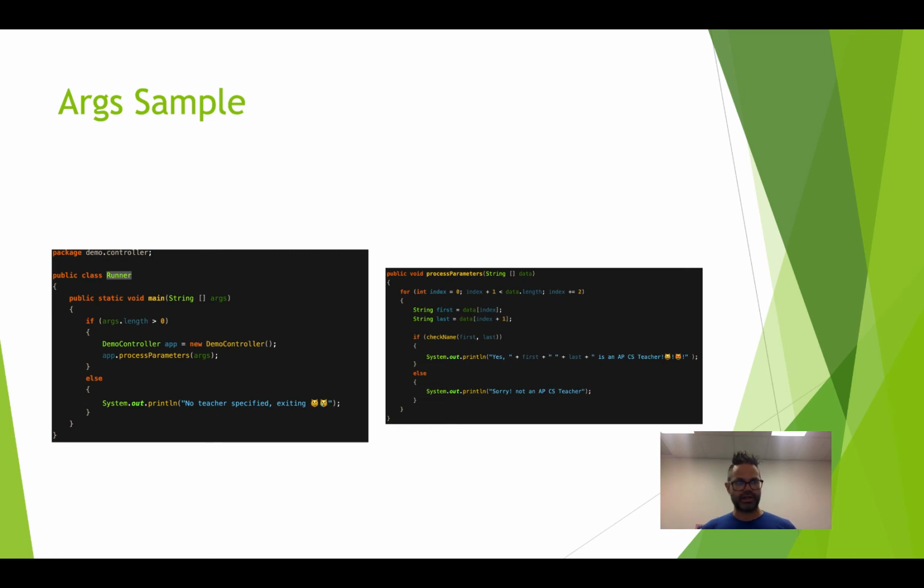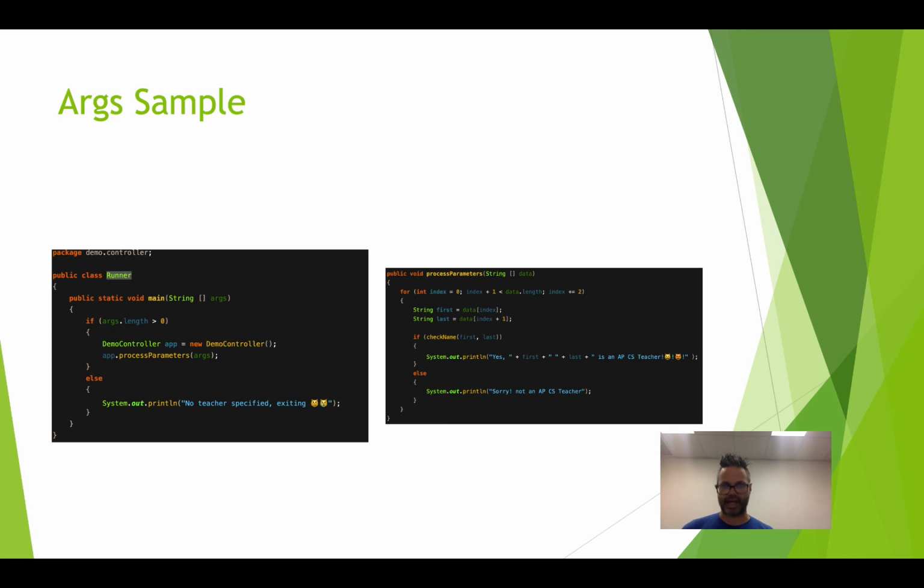And again, you can see right here we have in our runner, I have public static void main String[] args, and as long as args.length is greater than 0, so there's actually something in there, I'm going to create an instance of my controller object. I'm going to pass it the parameter of args and run through that. Otherwise, if there were no args sent to it, then it's like, hey, there's no teacher specified, exiting. I then go into my process parameters method, as you can see right here.